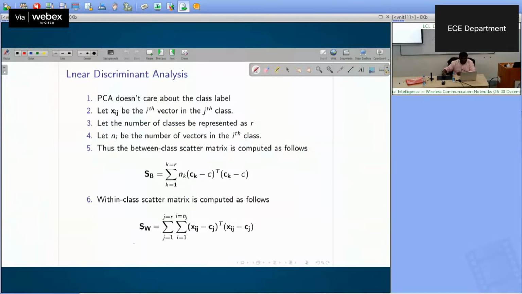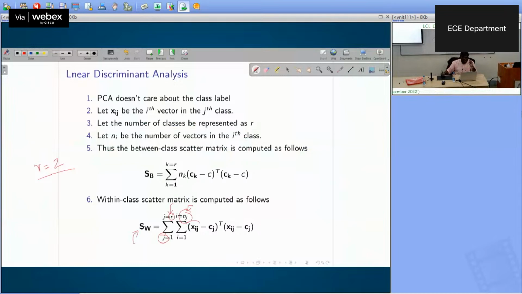It's very simple. Let me start with this SW. Here, in the more general expression, this lowercase r is the number of classes. In that example, the value of r is 2. So that is r here. And what is nj? nj is the number of vectors available in that particular class. So the number of vectors in the jth class is nj here.